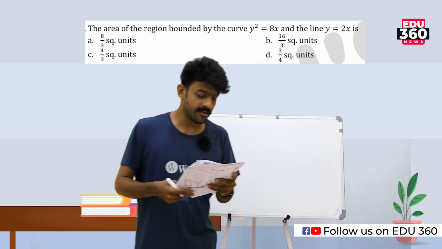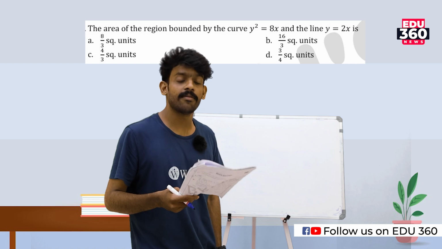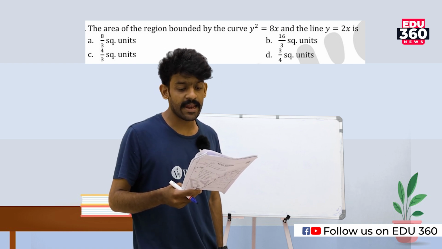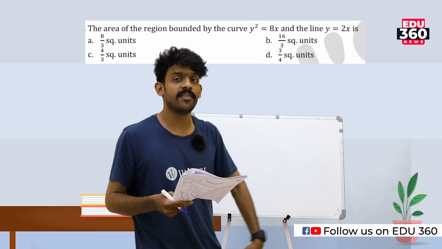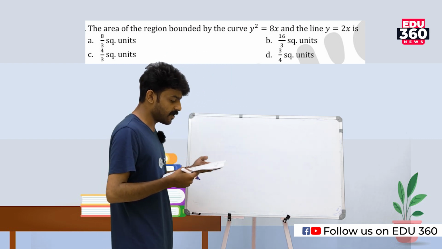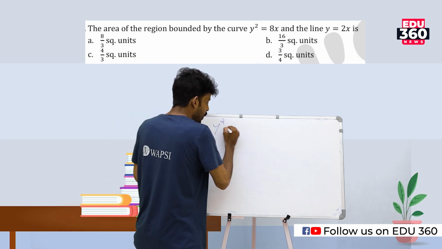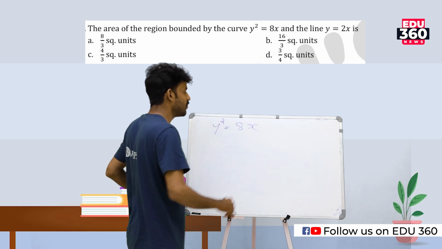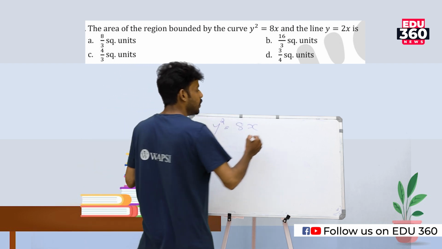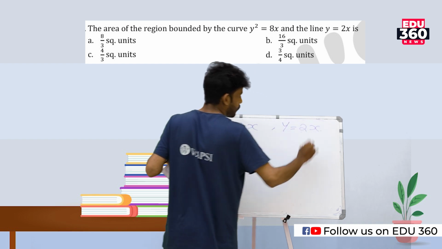So the next question is that the area of the region bounded by the curves. The curves given are y square is equal to 8x and the line y is equal to 2x. You can see there is one curve and a line. So it is given that the area of the region bounded by the curves, y square is equal to 8x and the line y is equal to 2x.